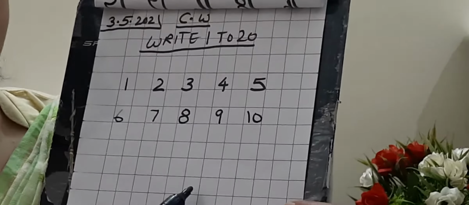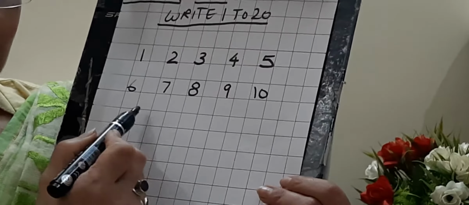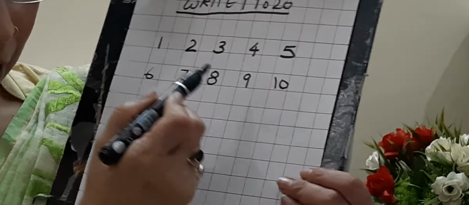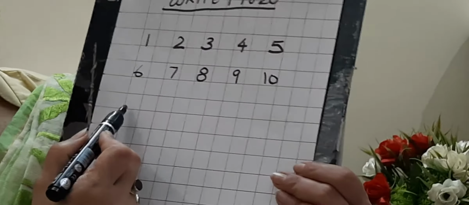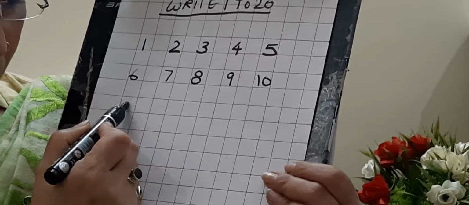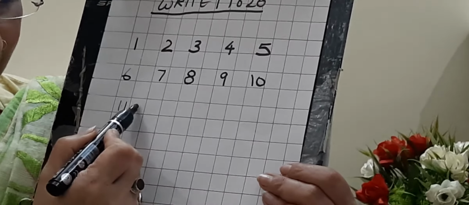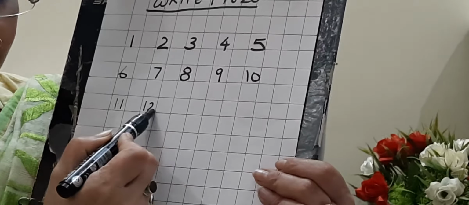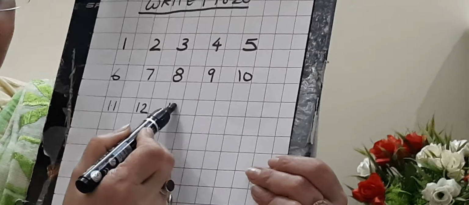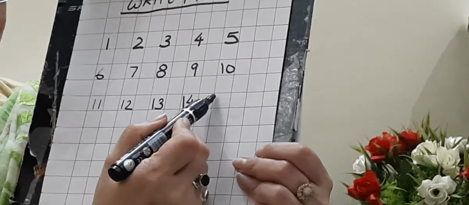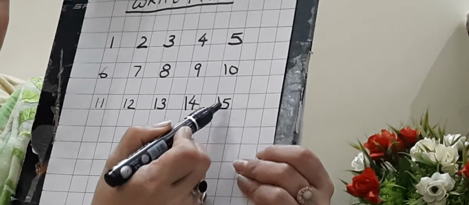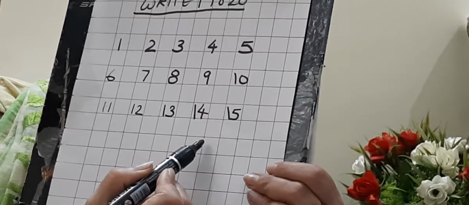Now we'll move to next line of numbers. Now again, leave one box line and now move to next. What comes after 10? It's 11. Correct. Wonderful. 11. Leave one box. 12. Leave one box. 13. Leave one box. 14. Leave one box. 15. Now we will move to next line.